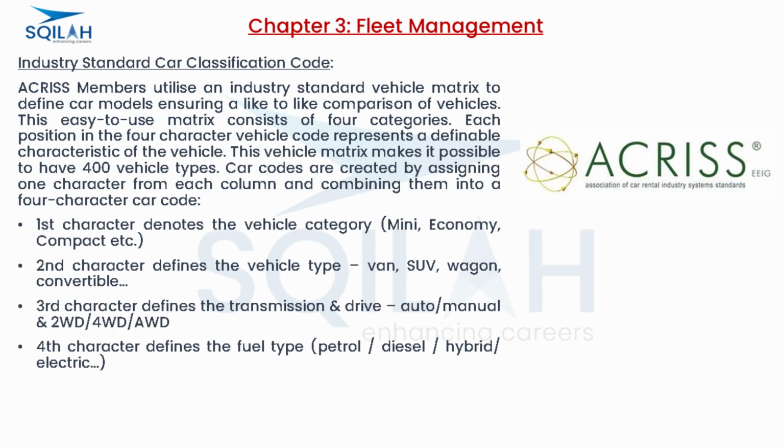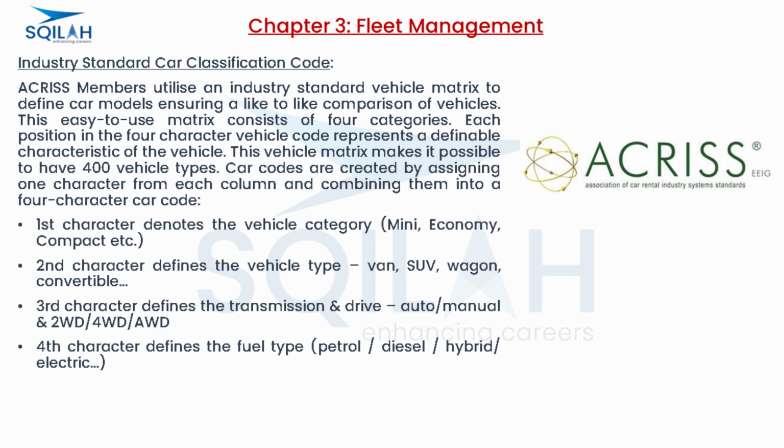Industry Standard Car Classification Code. ACRIS members utilize an industry standard vehicle matrix to define car models, ensuring a like-to-like comparison of vehicles. This easy-to-use matrix consists of 4 categories. Each position in the 4-character vehicle code represents a definable characteristic of the vehicle. This vehicle matrix makes it possible to have 400 vehicle types. Car codes are created by assigning 1 character from each column and combining them into a 4-character car code.